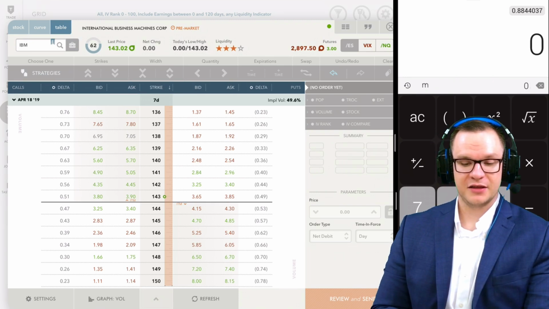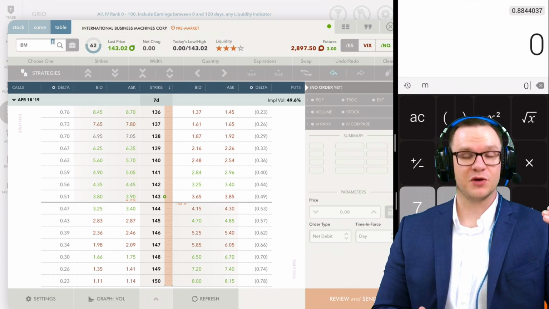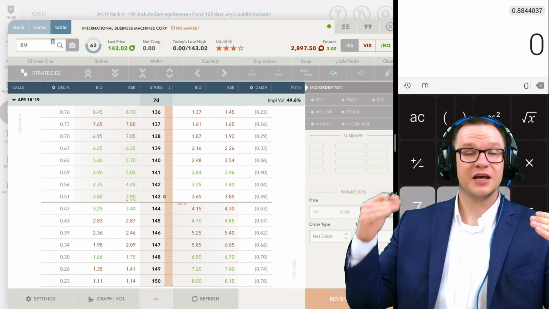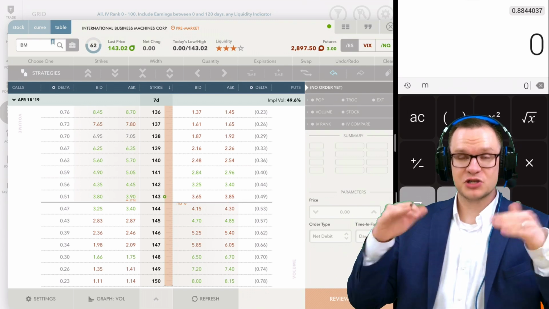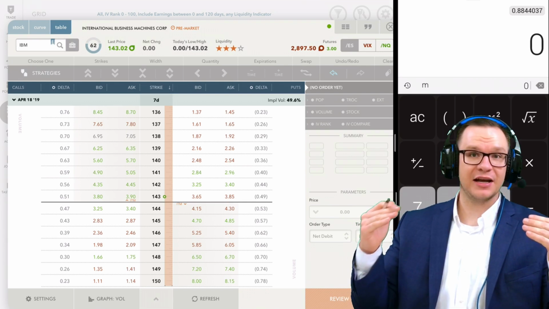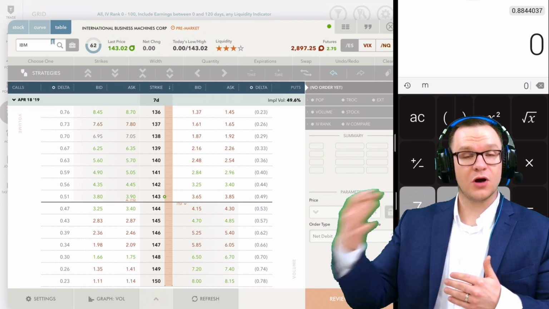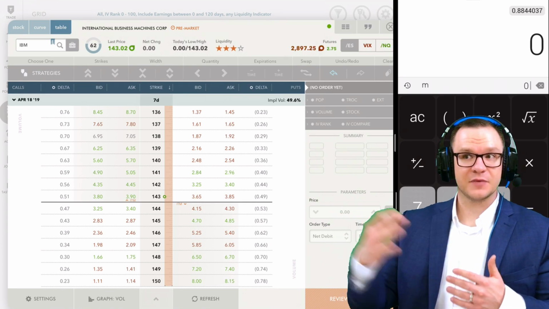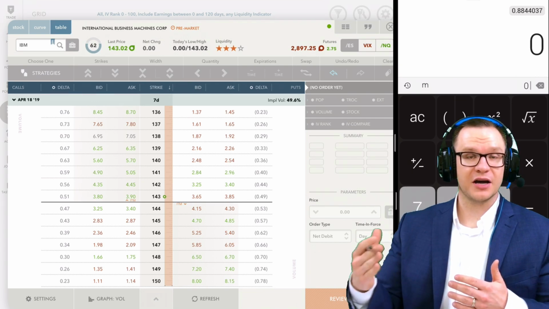Now, looking at the 143 strike here, you can see that on the call side, it's at 51, and at the put side, it's at 49. So it's essentially a 50-50 bet. Either one of these at the money strikes are going to be in the money at expiration. Now, if they're in the money, that means the options price will grow in a linear fashion, as well as the price of the stock.